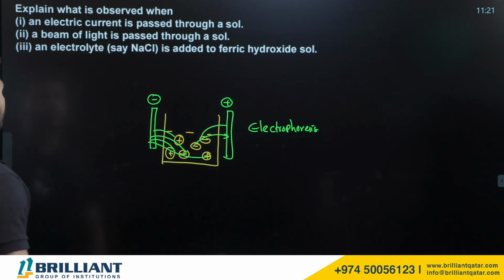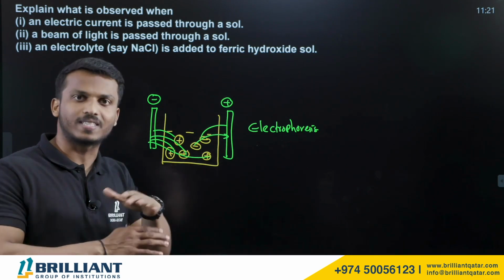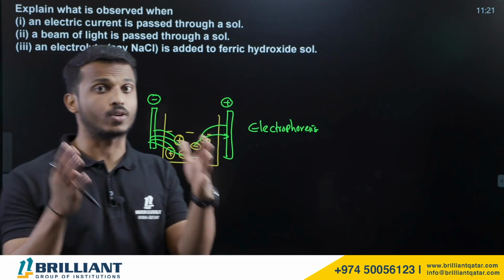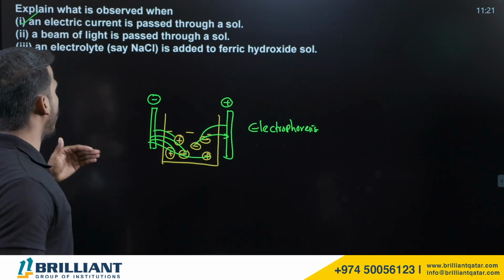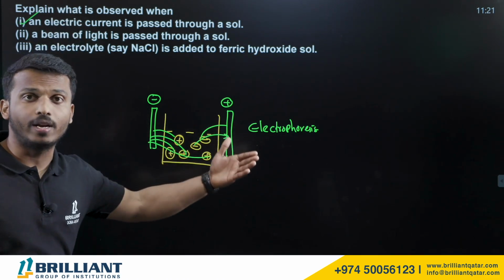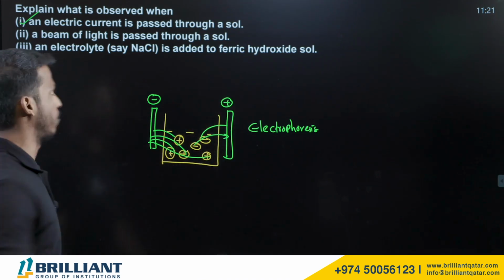Electrophoresis. Okay. So when an electric current is passed through a solution, the colloidal particles can move to their opposite pole. That's called electrophoresis. Question number 2: a beam of light is passed through a solution. What happened here, students? Tyndall effect, right? Tyndall effect, and its definition, conditions, everything, you can explain.